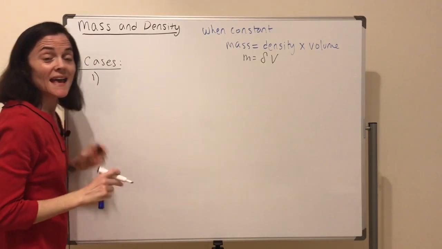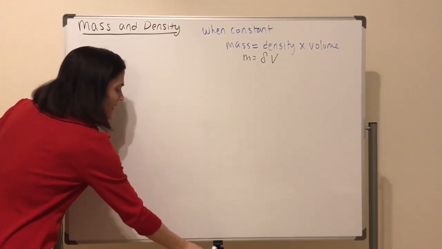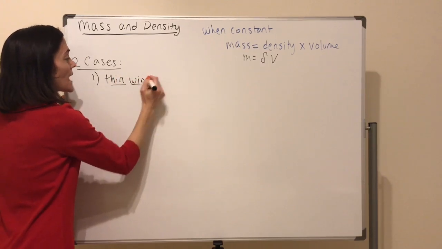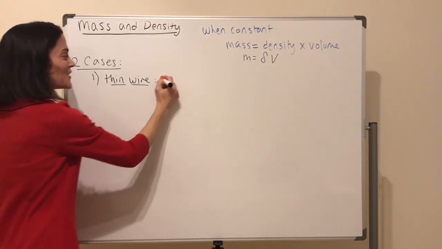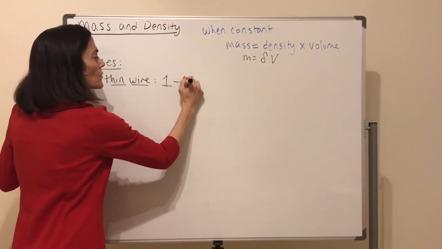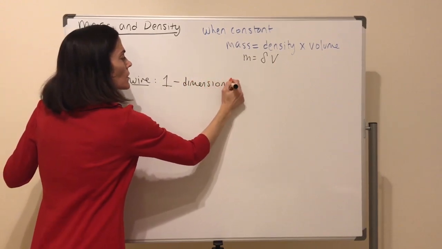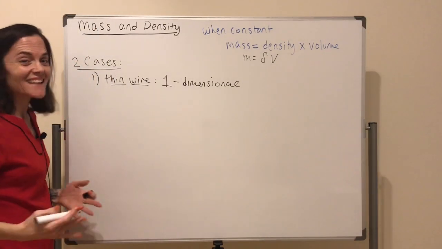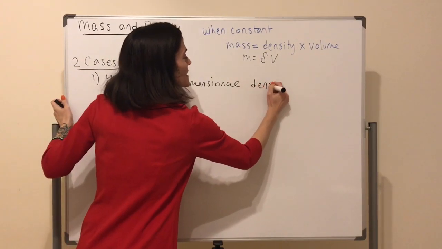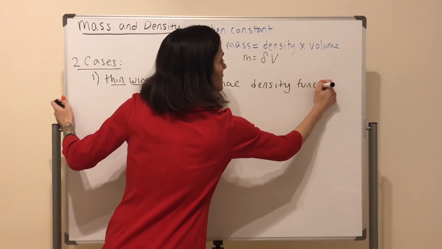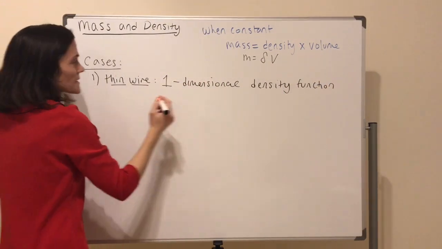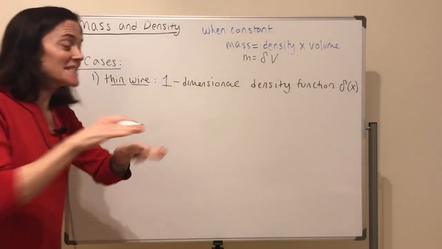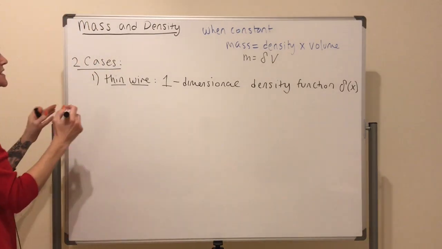Case one is when we have a thin wire, and we want to think about this as being one-dimensional. In both cases, we consider the density is not constant, and so we have a density function that is delta of x. We think about this lying along, say, the x-axis, a one-dimensional thin wire.